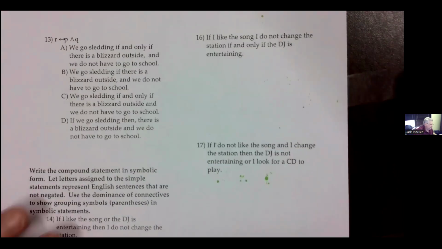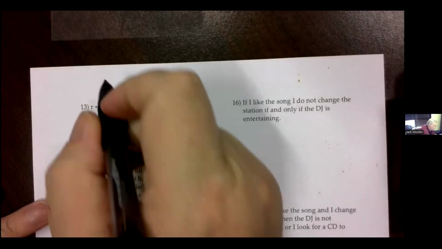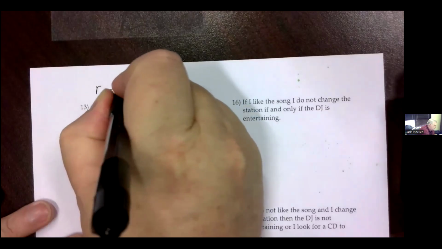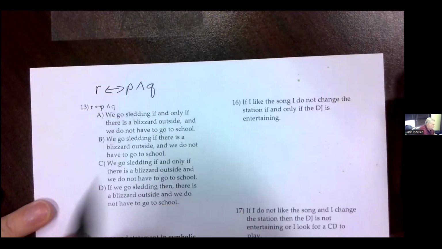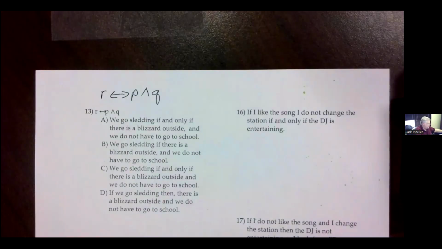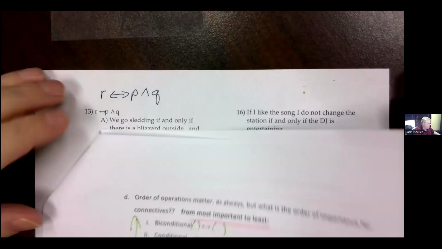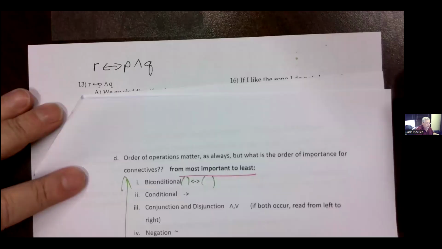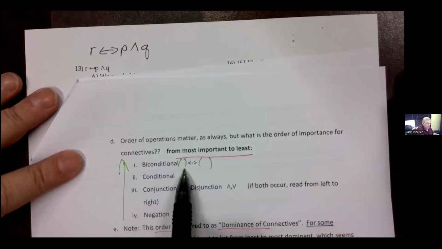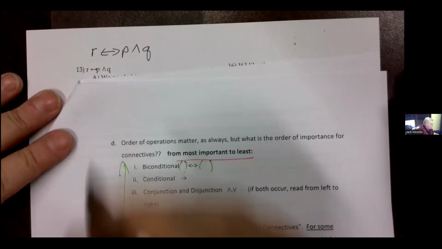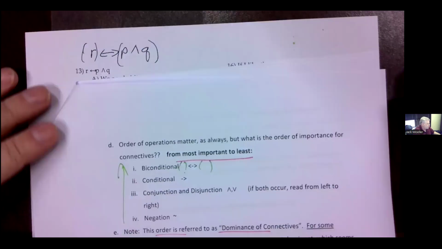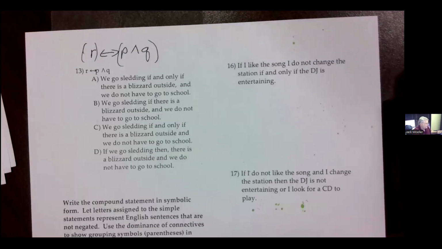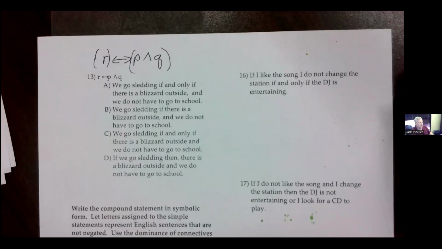Okay, how about this one? Now again, this is a little bit hard to read. That's supposed to be R, an arrow both ways, P and Q. So first thing they want us to do is put parentheses. So we have an if and only if, and we have an and. Which one is more important? Biconditionals are the most important. So what that means is parentheses have to go before and after everything. Everything to the left has to have parentheses, everything to the right needs to be inside of parentheses.